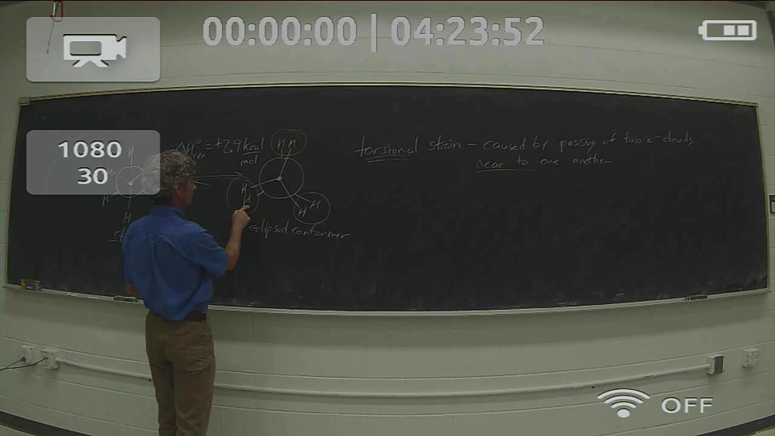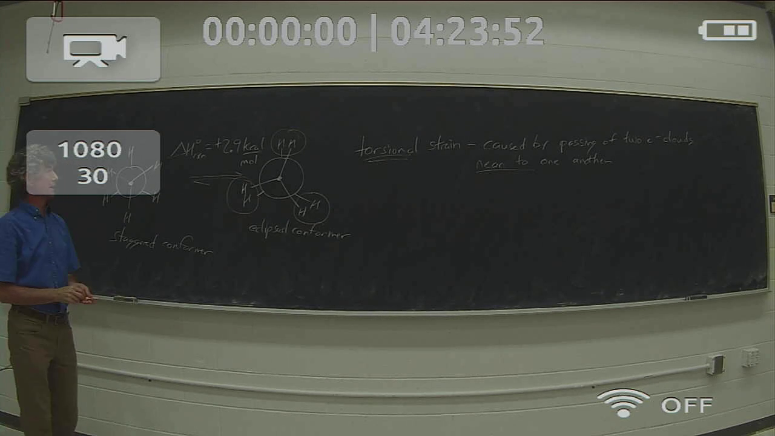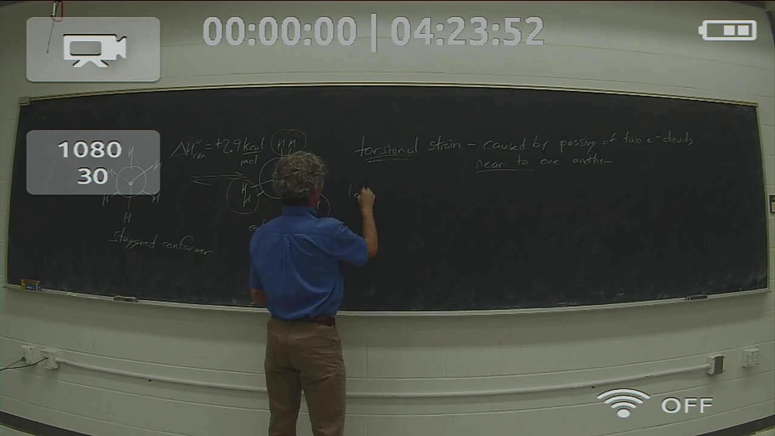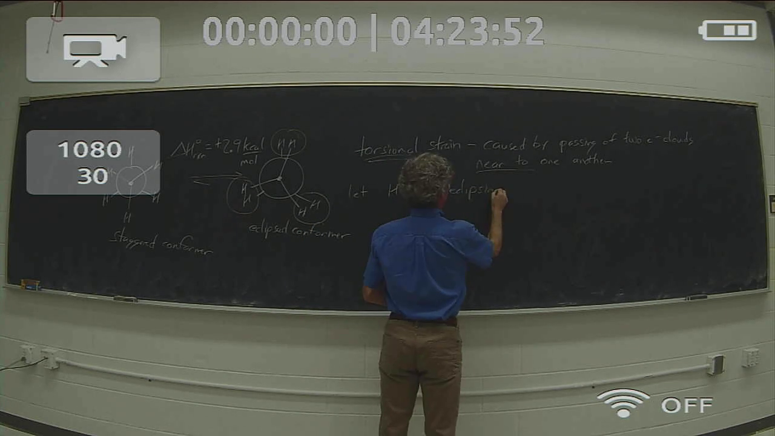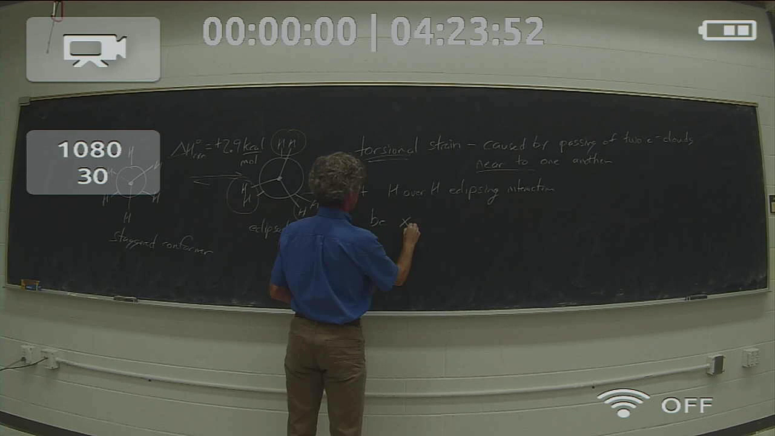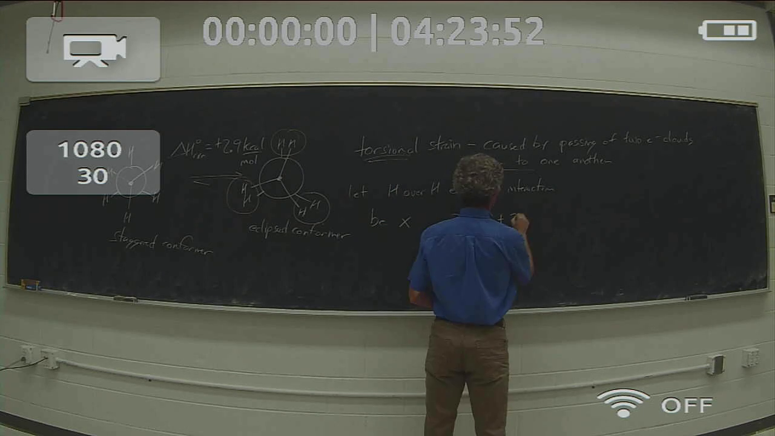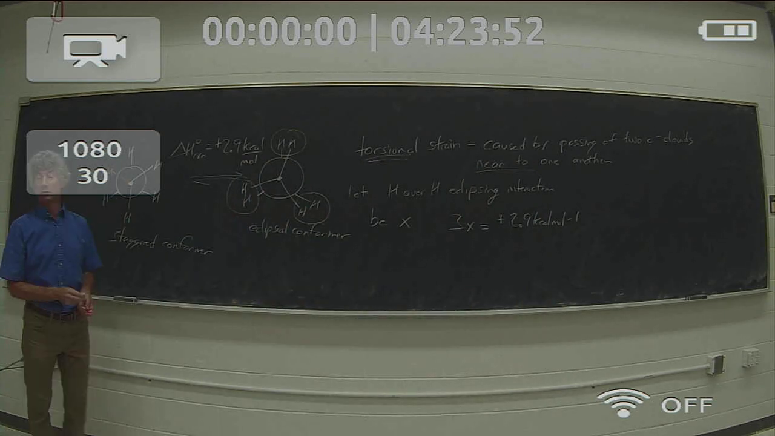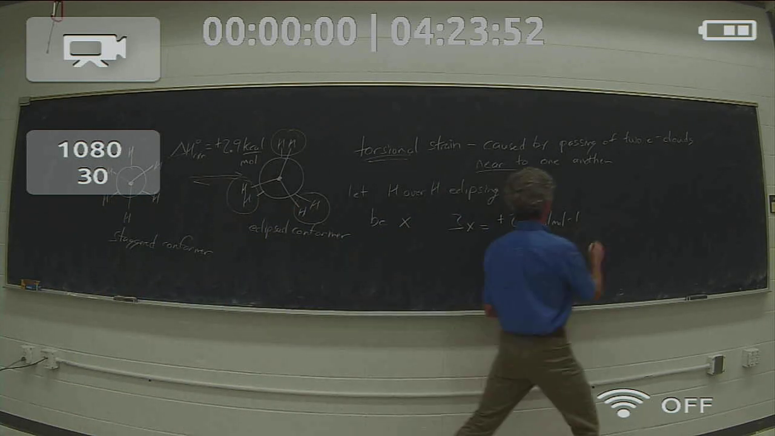So I know that the sum of the strain energy caused by each of those three hydrogen over hydrogen eclipsings is equal to 2.9 kilocalories per mole. There are three of them. They're equal. So if I let an H over H eclipsing interaction be X, I can say that 3X is equal to 2.9 kilocalories per mole, and thus calculate the amount of energy that it costs me to put each of those hydrogen over hydrogen eclipsings in place by simply solving for X.